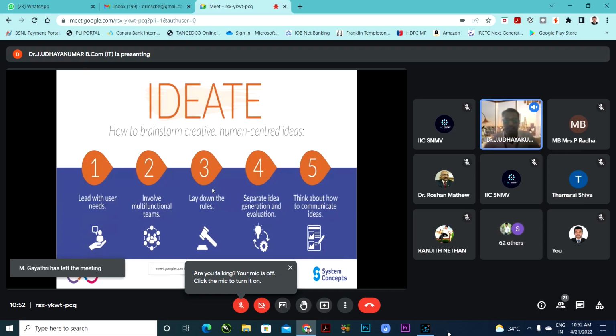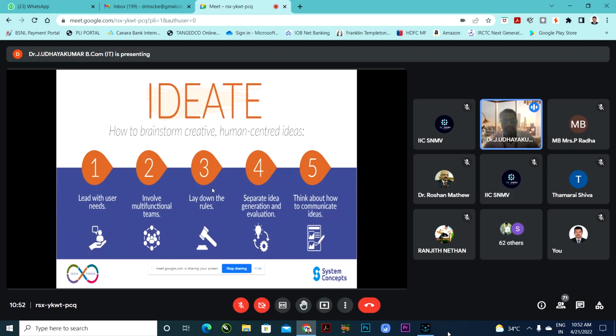In the ideate stage, we have already seen that by using brainstorm methods or multivariate methods, we have to get multiple ideas. Those ideas have to be in a good way. That is, through brainstorm, we will get some human-centered ideas.